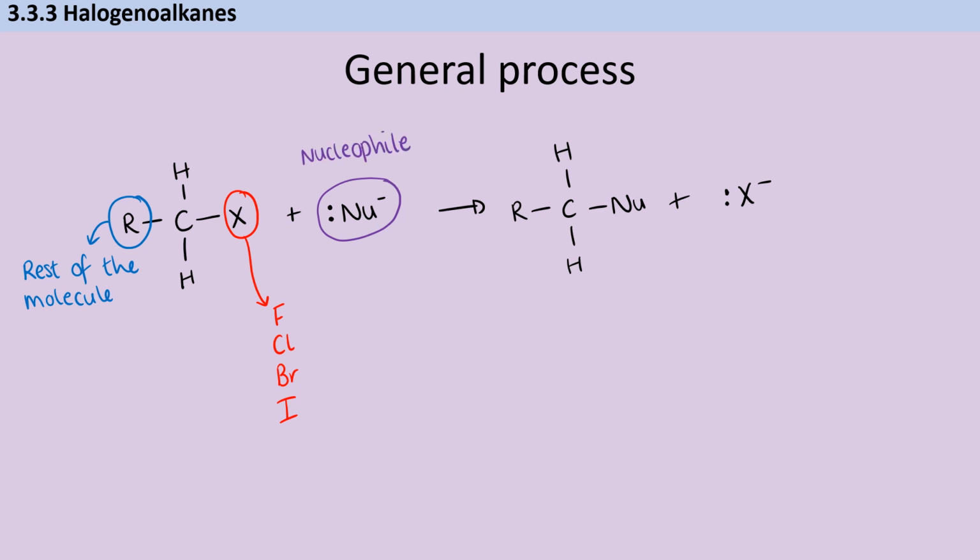Now, because this is a nucleophilic substitution reaction, we have a nucleophile, and this can be represented as Nu. And you can see here it's really important that my nucleophile has got a lone pair, because otherwise it wouldn't be possible for this reaction to take place. And in a nucleophilic substitution reaction, the nucleophile is going to take the place of the halogen. So now the nucleophile is part of what was the halogenoalkane, and we've got this halide ion being kicked out, and we refer to this as the leaving group.